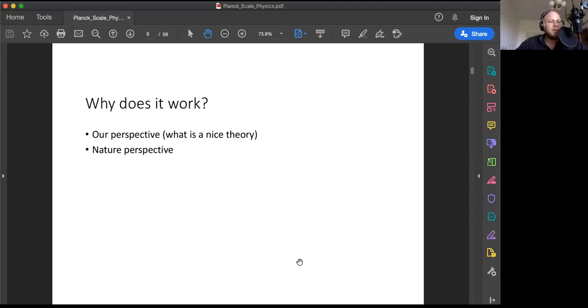Now, the tricky question is, why does it work from the perspective of nature? Why should nature prefer having a single theory that explains everything instead of having 17 or 2071?